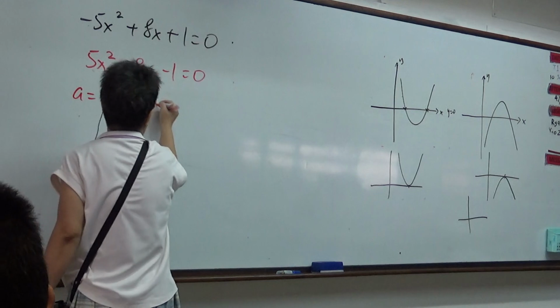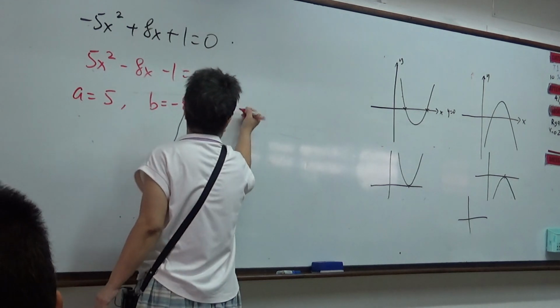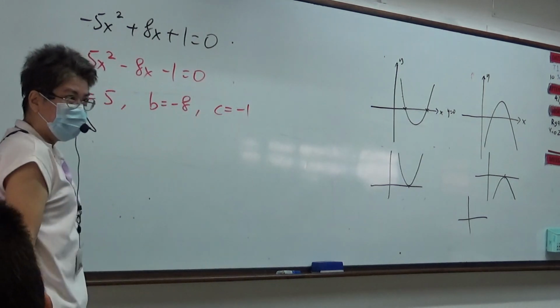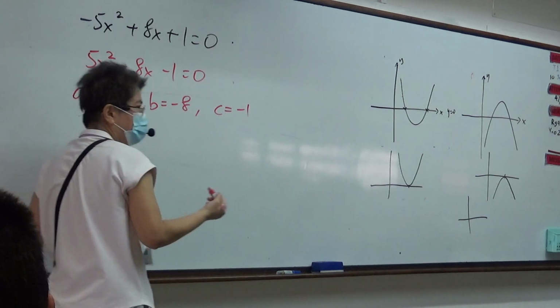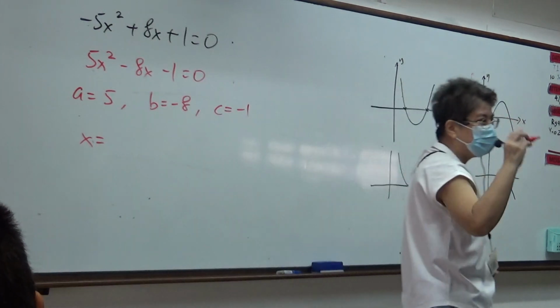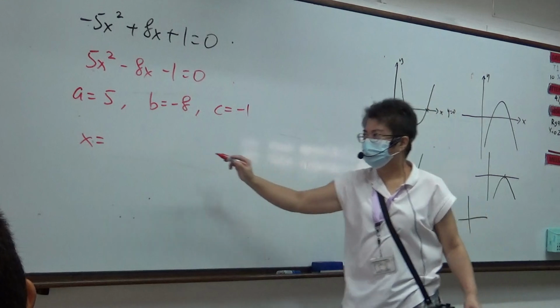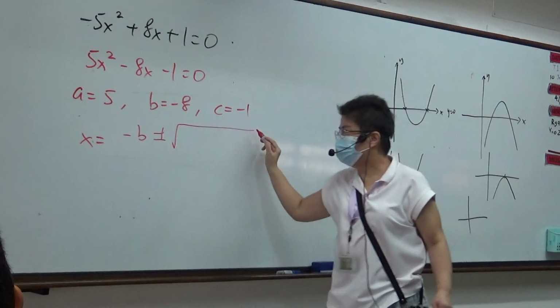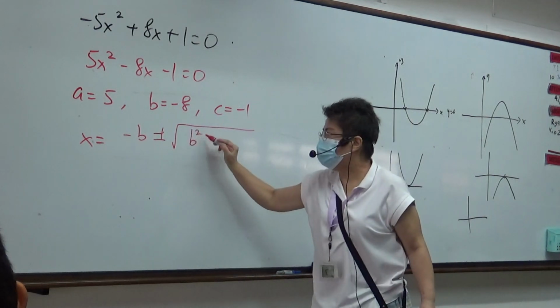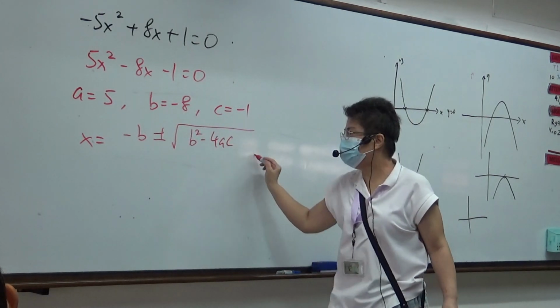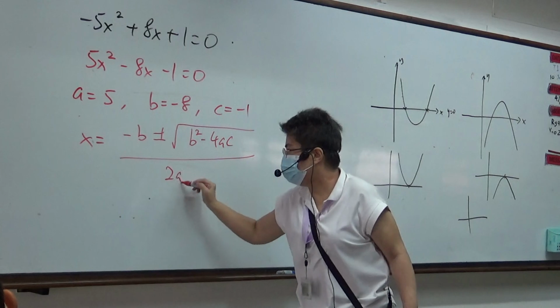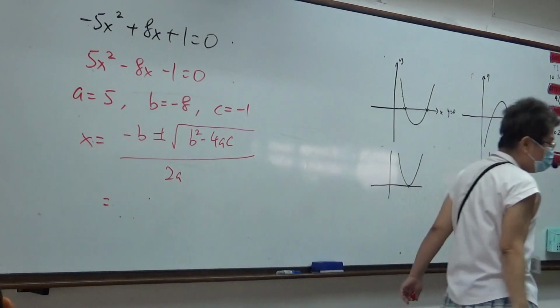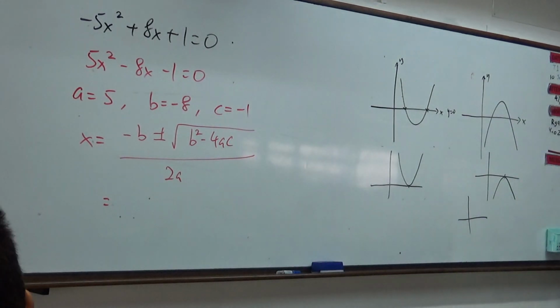A is 5, B is negative 8, C is negative 1, right? X, okay. I want you to tell me the formula, don't grab textbook. Minus what? Minus B, then plus minus square root? B squared minus 4AC over 2A. Okay, plug in and give me the answer. All of you, now. I give you 3 minutes.